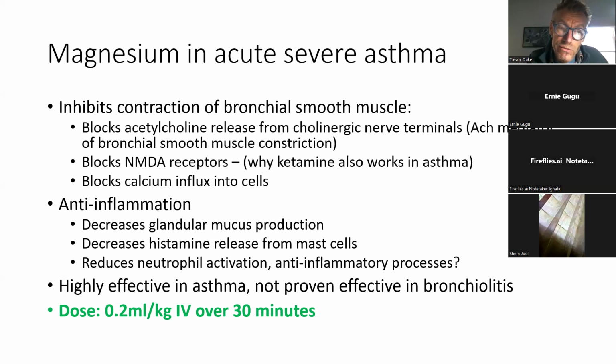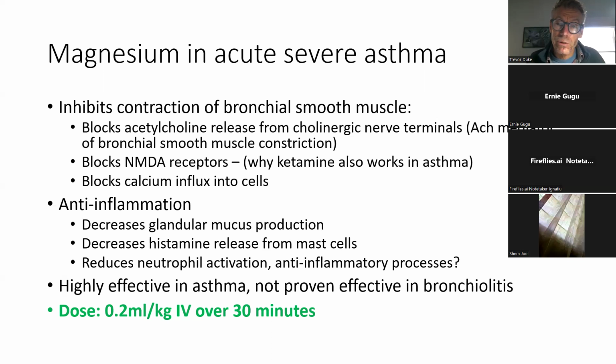Magnesium also has an anti-inflammatory effect, and as you know, asthma is a condition of bronchoconstriction, but also mucus production and inflammation, and magnesium is an anti-inflammatory agent that's useful in asthma. It's highly effective in asthma as a second-line therapy. Unfortunately, you can't give it nebulized. Some people have tried to do that, but it's probably not very effective. You have to give it intravenously.